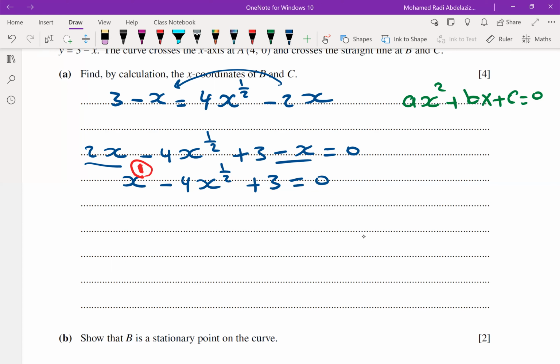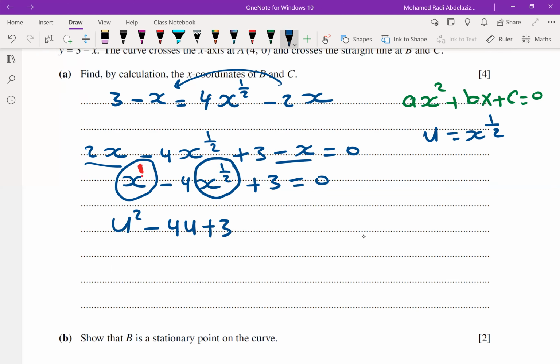We prefer to remove x to the power of half and write it as u, so x will be u squared. So let u be equal to x to the power of half. The equation now is u squared minus 4u plus 3 equals 0. Now it's a quadratic. You can solve it by factorization: u times u, 1 times 3, both negative. So u is equal to 1 and u is equal to 3.